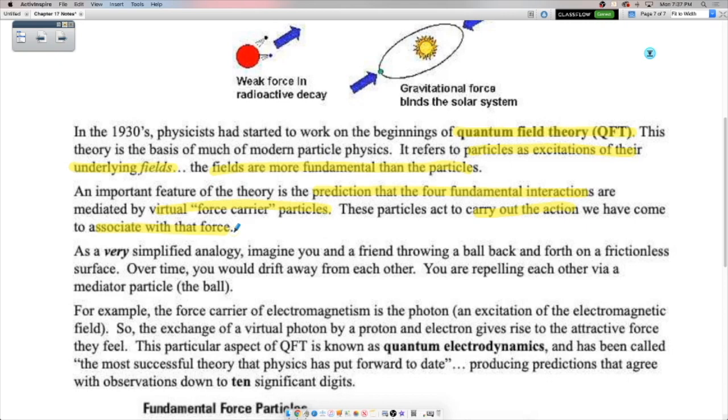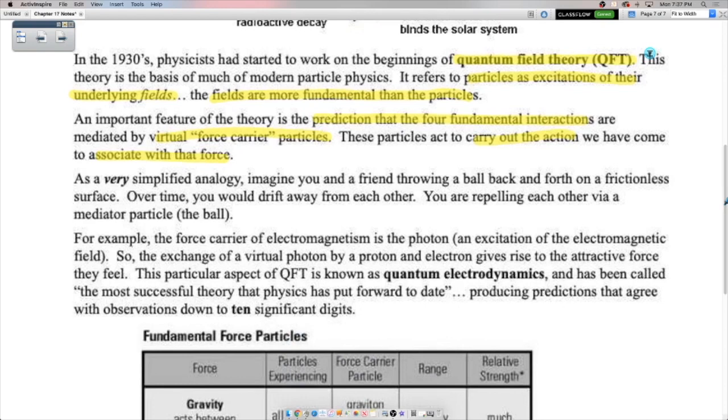So, for a real example, not that way oversimplified one, the force carrier of electromagnetism is the photon. That shouldn't come as a surprise to you, right? What is a photon? Well, it's the particle way of thinking about an electromagnetic wave, the electromagnetic force. That makes sense then that a photon would be the force carrier of that thing. What is a photon? It's just an excitation of the electromagnetic field under quantum field theory.